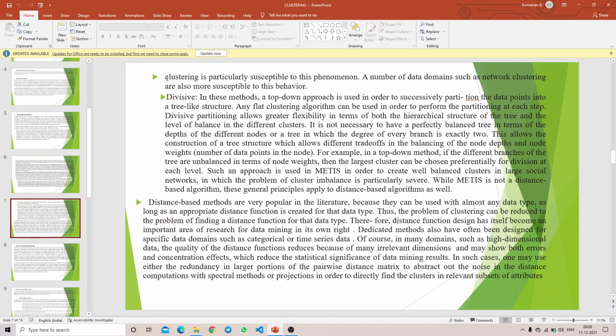Divisive. In this method, a top-down approach is used in order to successively partition the data points into a tree-like structure. Any flat clustering algorithm can be used in order to perform the partitioning at each step. Divisive partitioning allows greater flexibility in terms of both the hierarchical structure of the tree and the level of balance in the different clusters. It is not necessary to have a perfectly balanced tree in terms of the depths of different nodes or a tree in which the degree of every branch is exactly 2.